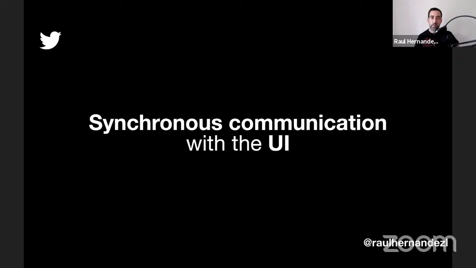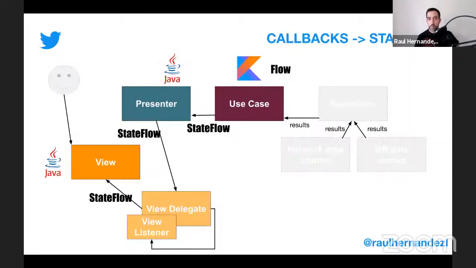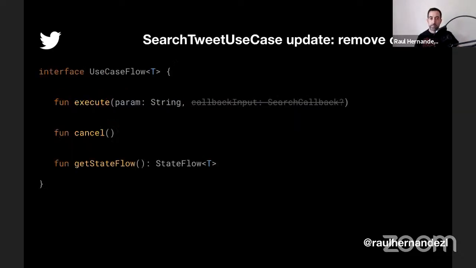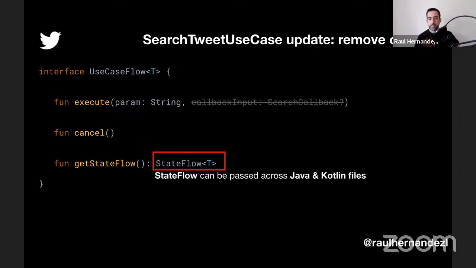So it's time for maybe removing the callbacks. The callback is going to be replaced with StateFlow, and this is all the way down to the view. So we can change the use case that had this with the callback, and we use something else. We don't need a callback anymore, and we can have the getStateFlow over there. And StateFlow can be passed across Java and Kotlin files. This is very nice because then we can use it in hybrid projects.